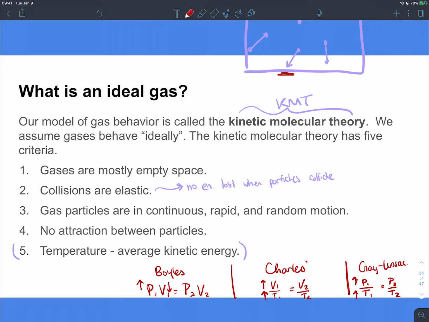But in real life, all of these can only apply when the other thing is constant. Boyle's law only works if temperature is constant. Charles's only works when pressure is constant. Gay-Lussac's works when volume is constant. In real life, that doesn't happen so much.